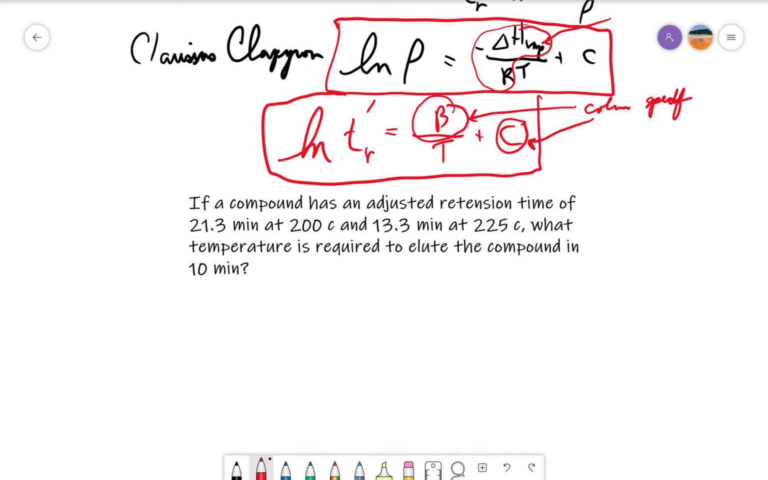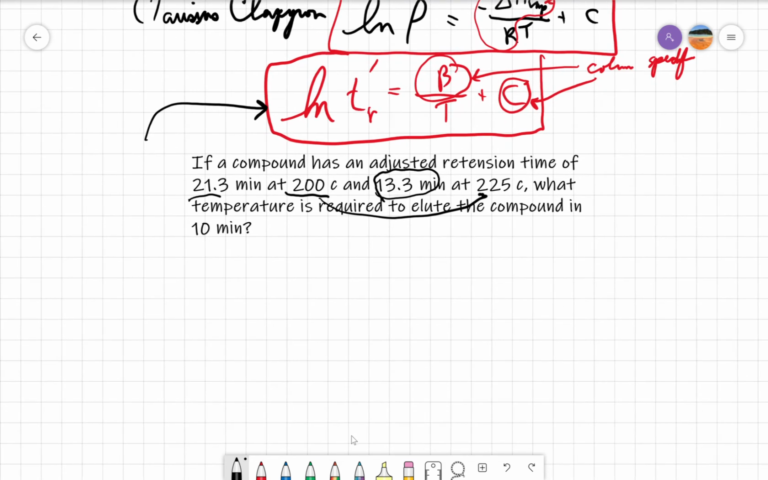Okay, this data seems to make sense because as we increase the temperature, we decrease the retention time. So clearly we're going to have to increase the temperature higher than 225 in order to get it to elute in a faster time period. But we can use this equation to calculate it.